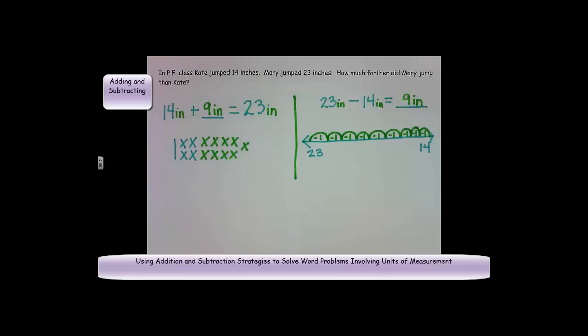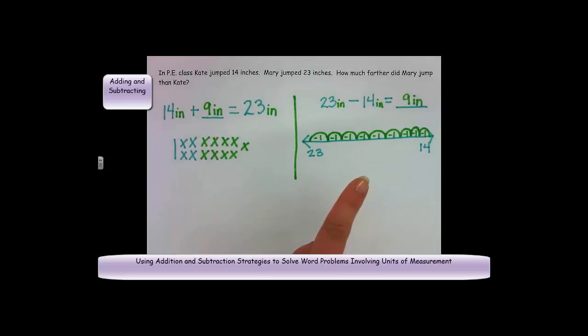Here I solved this 2 separate ways using different strategies. The first strategy over here, my equation is 14 plus blank equals 23. Since I'm trying to find out the difference between Kate and Mary's jump, I used place value blocks over here, and I counted out 14, which is 1 ten and 4 ones. Then I added blocks until I got to 23. I added those blocks using green marker. I added 9 blocks, so Mary jumped 9 more inches than Kate.